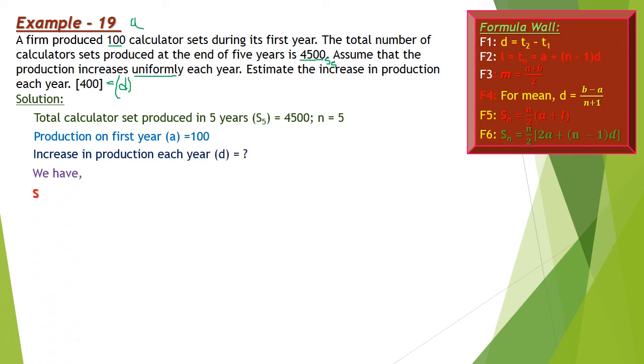Now we can easily use this formula F6 and we can find the value of D. Why are we not using the F5 formula? Because F5 is independent of D, it's free of D. The value of N is 5. We can write here, when N equal to 5.